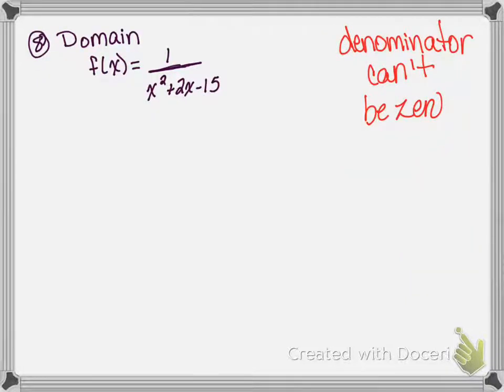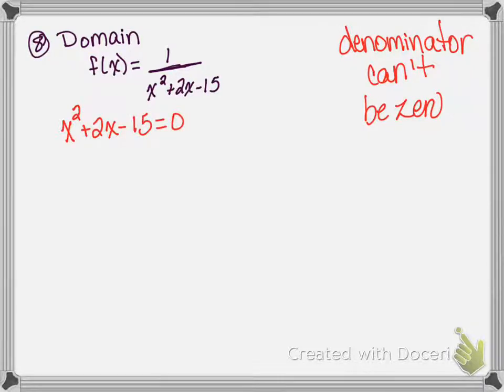Okay? My domain, f of x equals 1 over x squared plus 2x minus 15. Okay? I'm going to set my denominator equal to 0. So I have x squared plus 2x minus 15, and that equals 0. Okay?